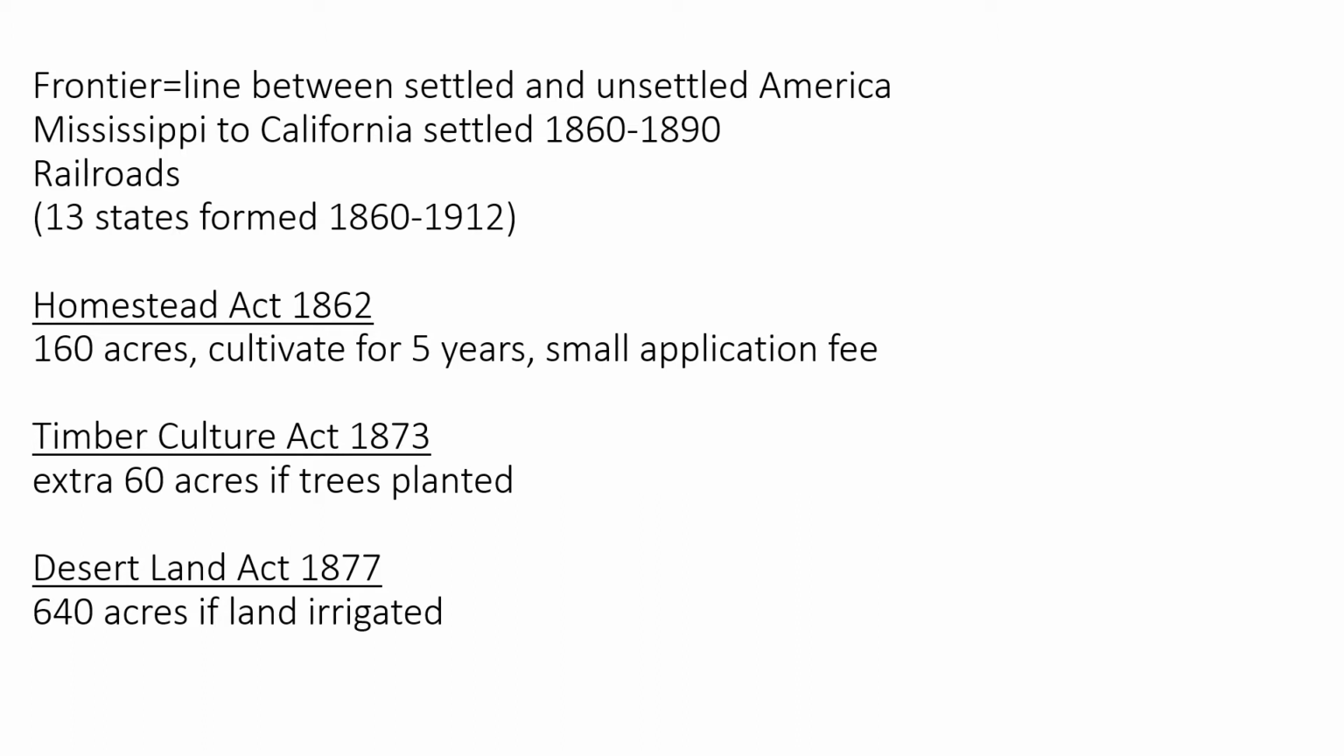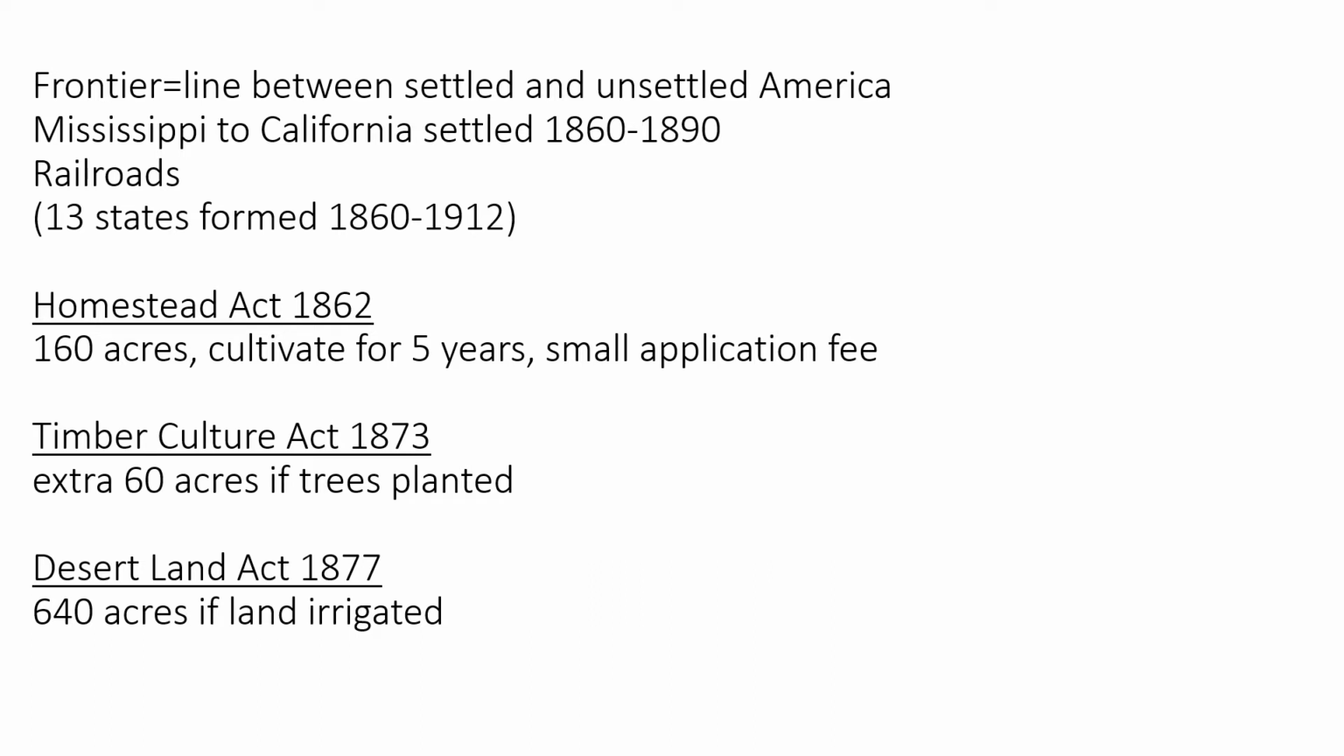The frontier was finally closed by the 1890s. The growth of railroads helped the movement of people west, and the influx of 13 million immigrants pushed the government to introduce incentives for trans-Mississippi settlement. For example, the Homestead Act of 1862, for a small application fee, gave immigrants or settlers 160 acres, and in return, they had to cultivate the land for 5 years.